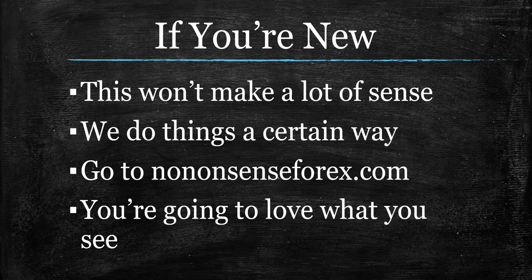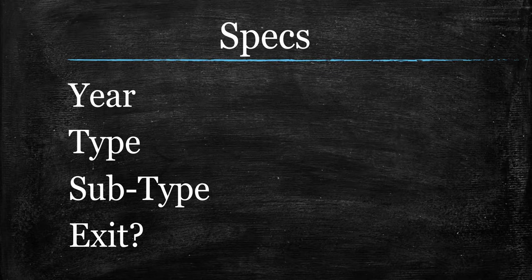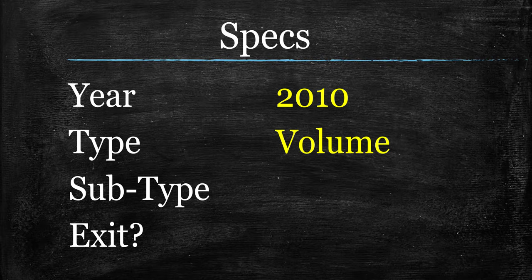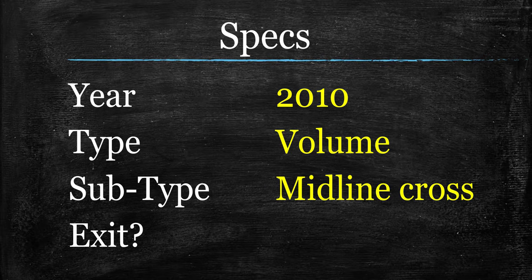But for those of you who are already caught up, let's go ahead and look at the stats. For the Market Meanness Indicator, the year is 2010. The type is a volume indicator, and there is actually a subtype here. When you see it, you'll understand. It is an oscillator that goes underneath the chart, and it's going to be a midline cross. Again, you'll see what we're talking about.